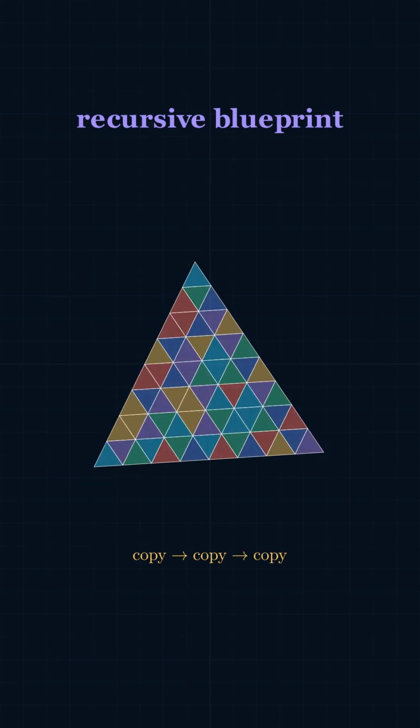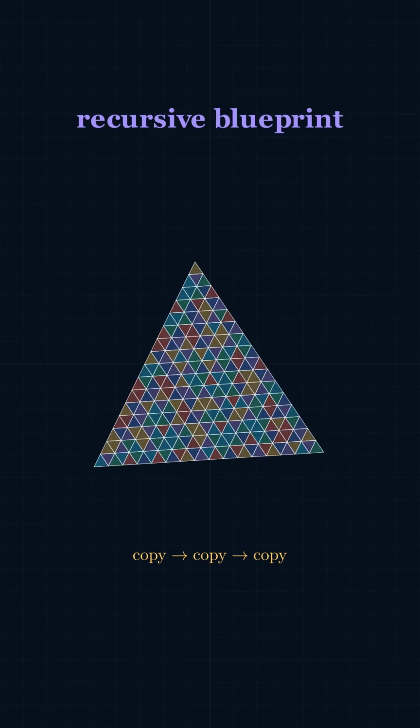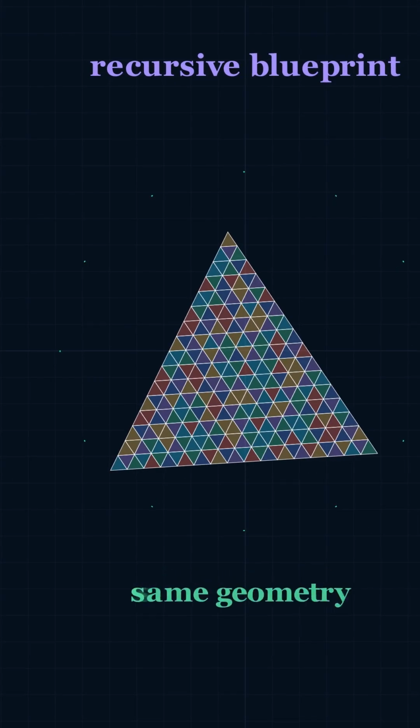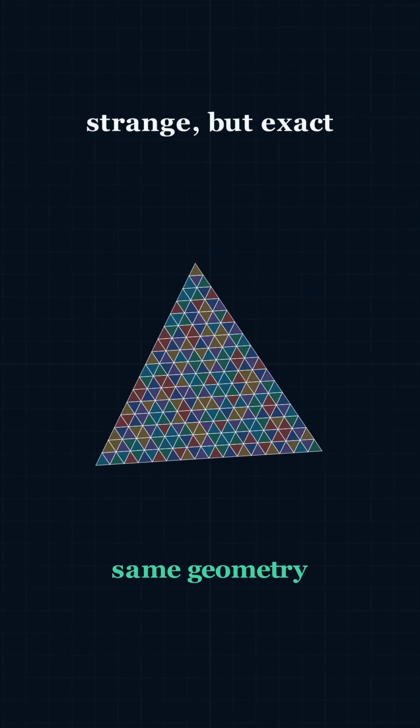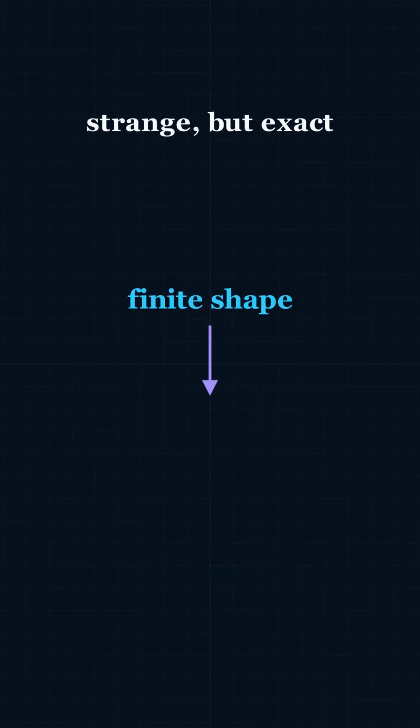A shape that can be cut into copies of itself, copies that can be cut into more copies. And if you zoom out forever, the same geometry keeps coming back. That is one of the strangest things in mathematics. A finite shape can contain instructions for an infinite pattern.